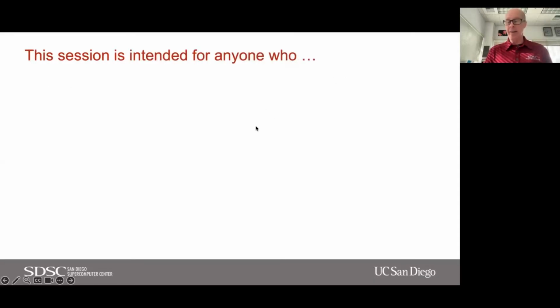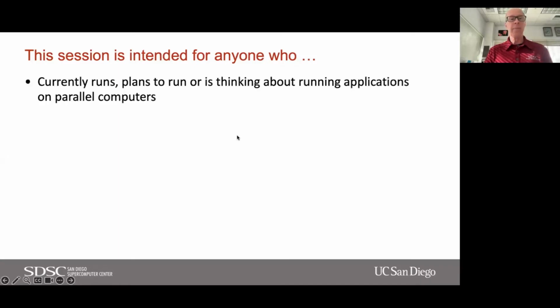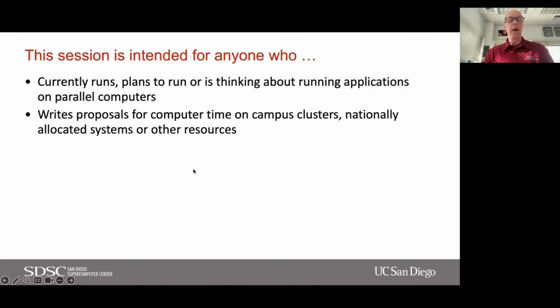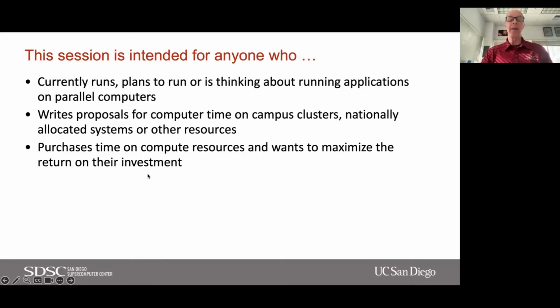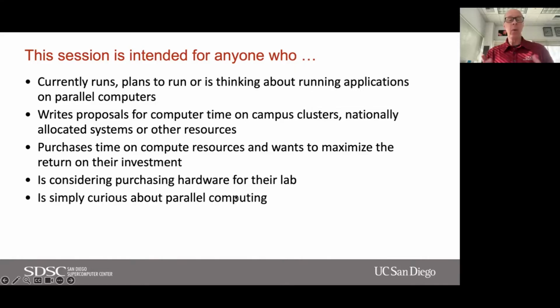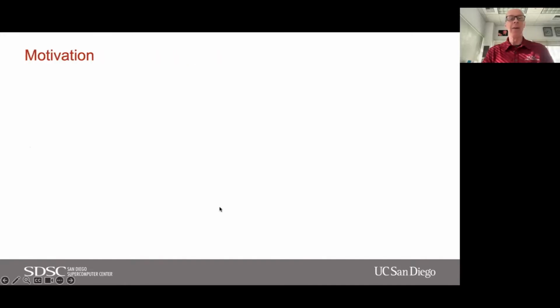So this session is intended for, let's say, anyone who currently runs, plans to run, or is thinking about running applications on parallel computers, who writes proposals for computer time on campus clusters, nationally allocated systems, or other resources. If you purchase time on compute resources, say in the cloud, and you want to maximize the return on your investment, if you're considering purchasing hardware for your lab, or you're just simply curious about parallel computing. So all good reasons to be here.